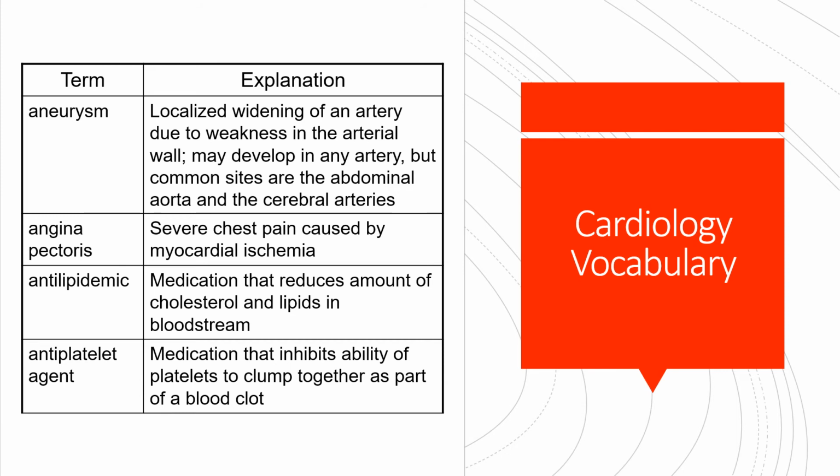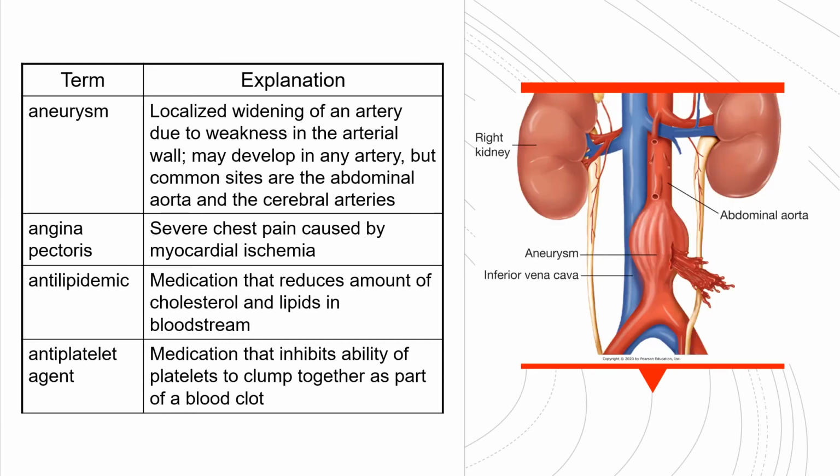Let's start with aneurysm. It's a local widening of an artery due to a weakness in the arterial wall. And as you can see in this figure here, one of the sites that it can develop in is in the abdominal aorta, but it can also develop in the cerebral arteries as well.